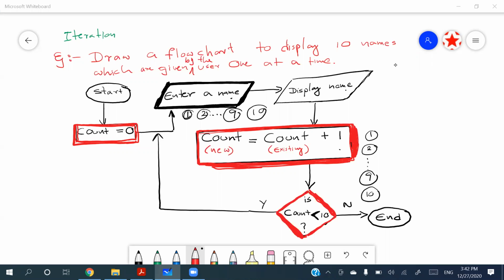All right, so let's try a simple example, something very similar to this. Just see whether you are able to figure out how it's going to happen.